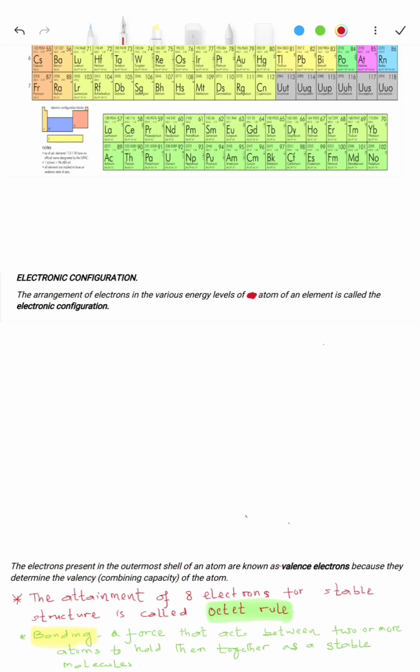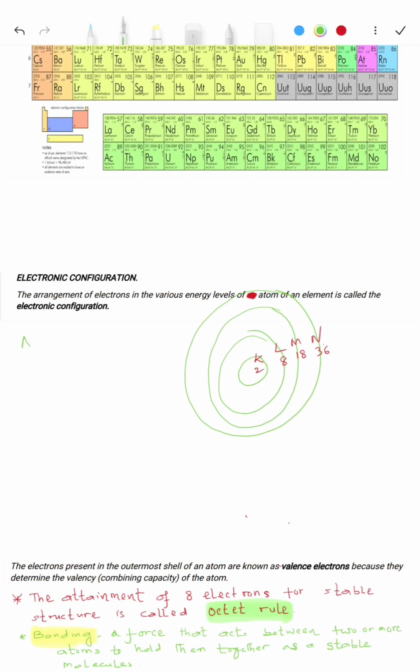Electronic configuration. The arrangement of electrons in the various energy levels of atoms of an element is called electronic configuration. This is the energy level, and the orbitals are called K, L, M, and N. The maximum number of electrons in the lowest orbital is 2, the second is 8, the third is 18, and the last is 36. So let us draw the electronic configurations of an element.